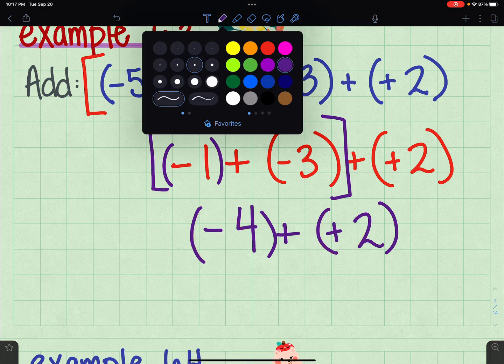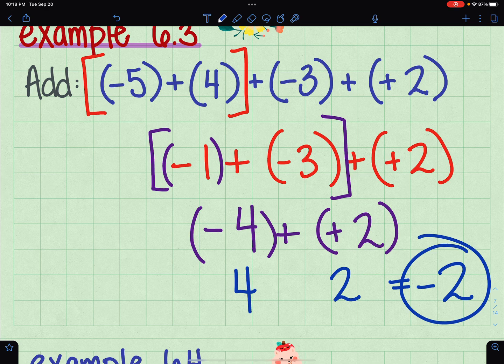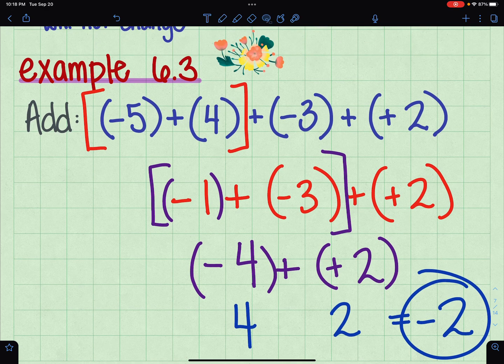Let's take the absolute value. This is going to be 4. This is going to be 2. This is rule number 2, so we're going to take the difference. What's the difference between 2 and 4? It's 2. What sign does the answer get? It gets the sign of the bigger number, so I'm going to make that a negative. So, bam, that is the answer. And that was the answer to this original problem.